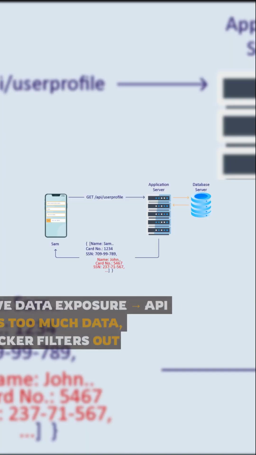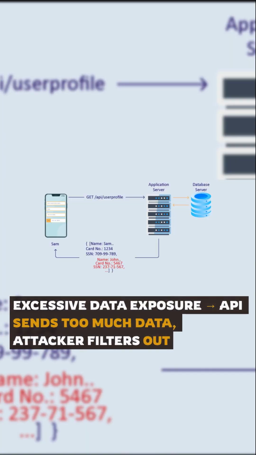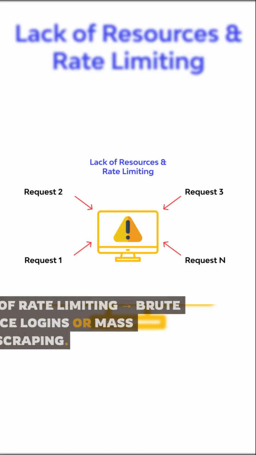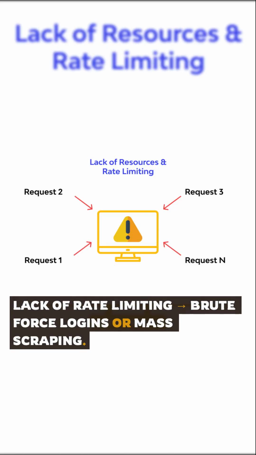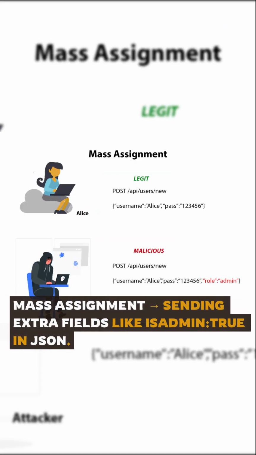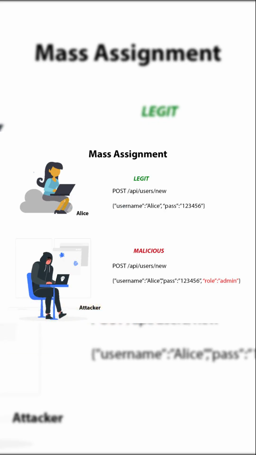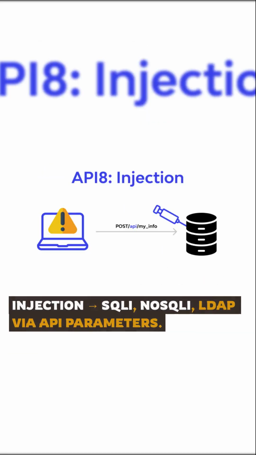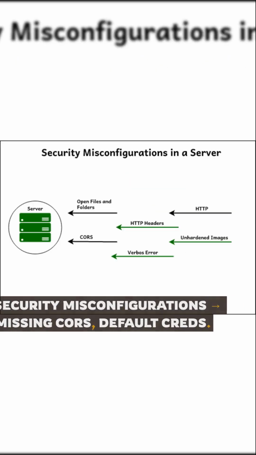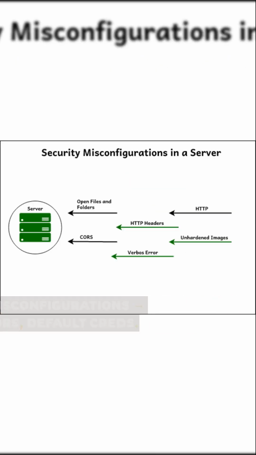Excessive data exposure. API sends too much data, attacker filters out what they want. Lack of rate limiting, brute force logins, or mass scraping. Mass assignment. Sending extra fields like is_admin: true in JSON. Injection, SQLi, NoSQLi, LDAP via API parameters. Security misconfigurations, missing CORS, default creds.